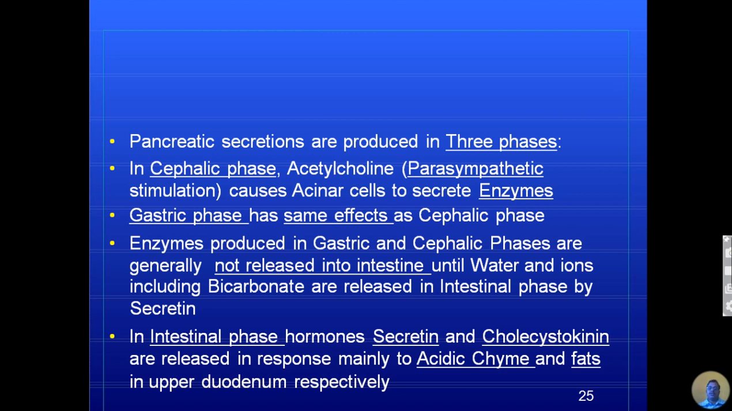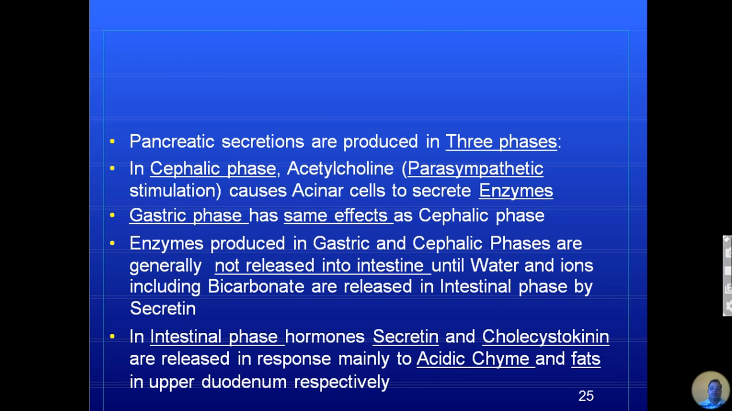So already we have discussed that the pancreatic secretion is produced in 3 phases: cephalic, where parasympathetic stimulation by acetylcholine causes acinar cells to secrete the enzyme. The gastric phase has the same effect as that of the cephalic. Meaning whenever the cephalic phase is continuing, they will allow the acinar cells and the ductal epithelial cells to release within the duodenum.